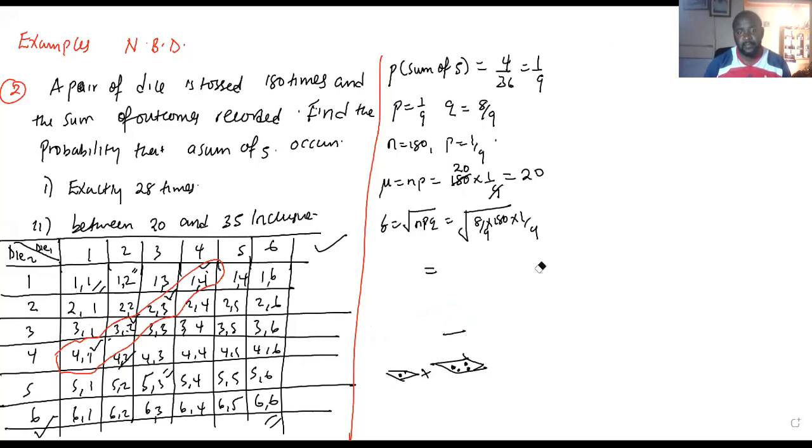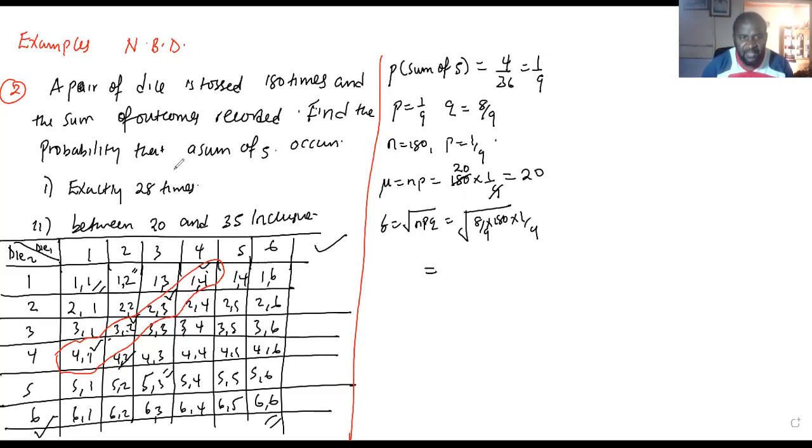The lady was asking, excuse me, teacher, how do you determine P and Q? Yeah. This is how you determine P and Q.